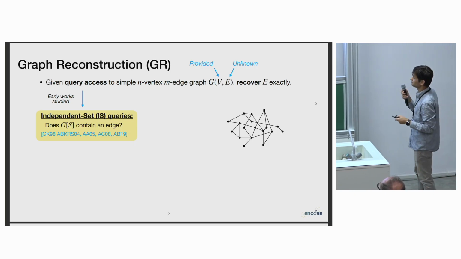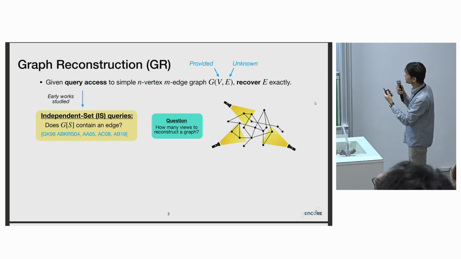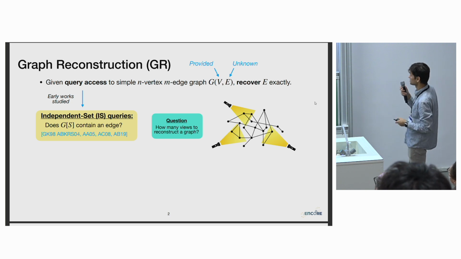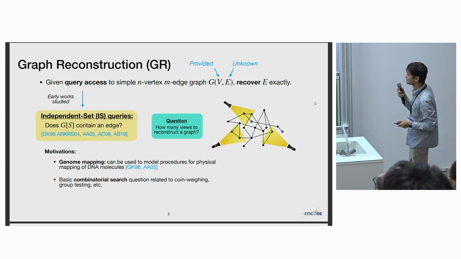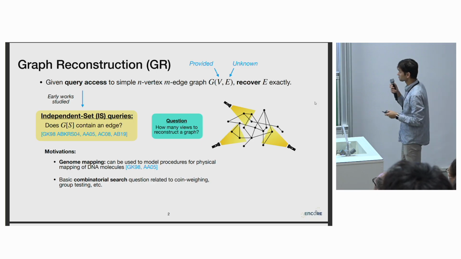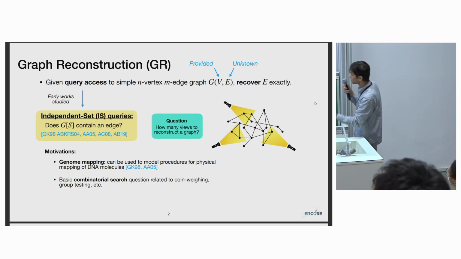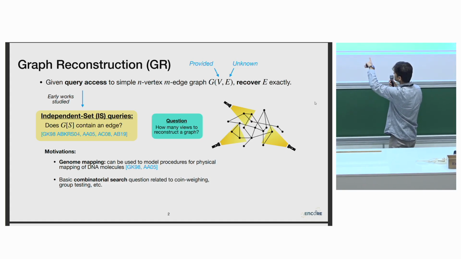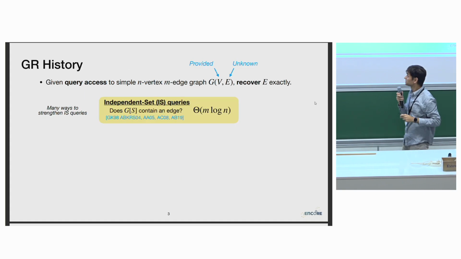So this is basically the way you are looking. Each query will let you see one part of the graph, and you are asking sample complexity type questions. There are some applications, but it's okay. It's actually a basic combinatorial search question. So if you can answer this type of thing, it's related to a bunch of other combinatorial search problems.